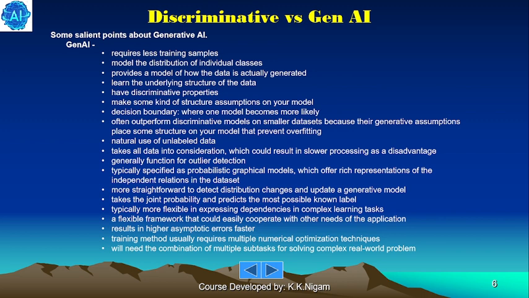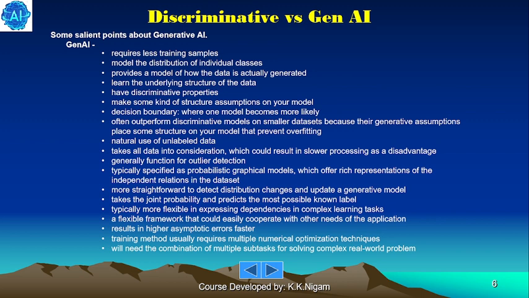Generally functions for outlier detection, typically specified as a probabilistic graphical model, which offers a rich representation of the independence relations in the dataset. More straightforward to detect distribution changes and update a generative model. Takes the joint probability and predicts the most possible known label. Typically more flexible in expressing dependencies in complex learning tasks. A flexible framework that could easily cooperate with other needs of the application.